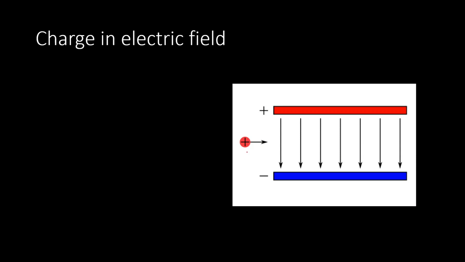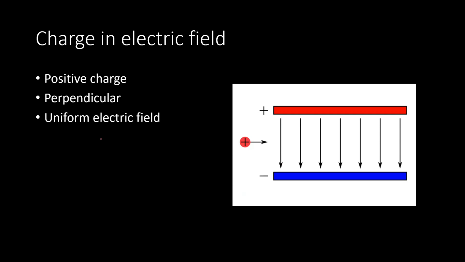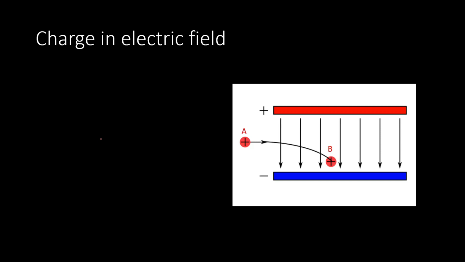Imagine we have a positive charge entering perpendicularly into a parallel plate which produces a uniform electric field. It moves from the position of A to the position of B because like charges repel, so it is repelled and attracted to the negative plate, which is following the direction of the electric field.